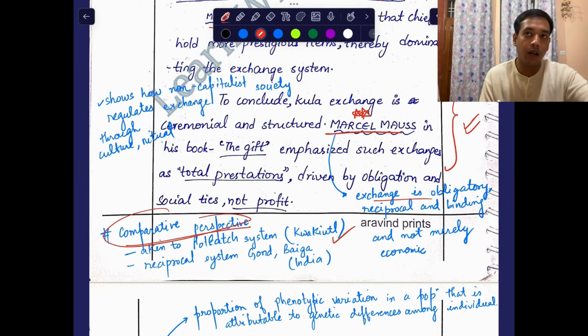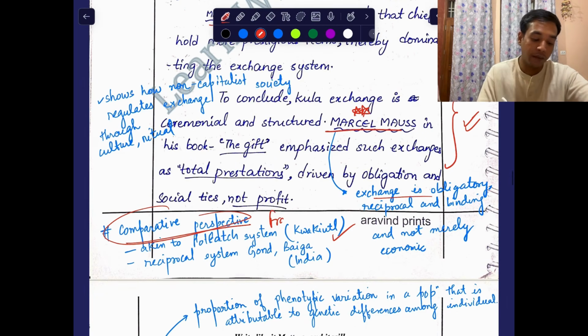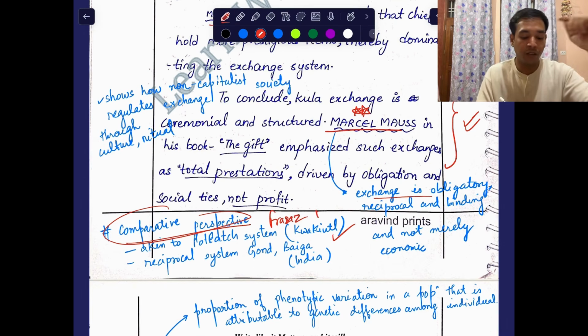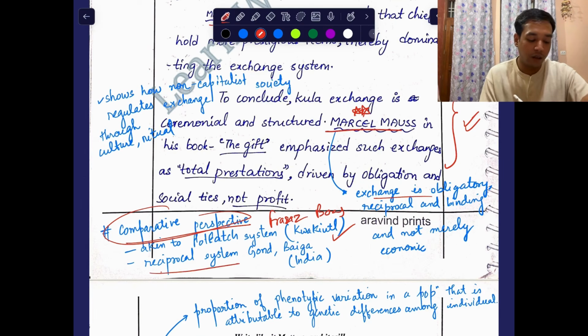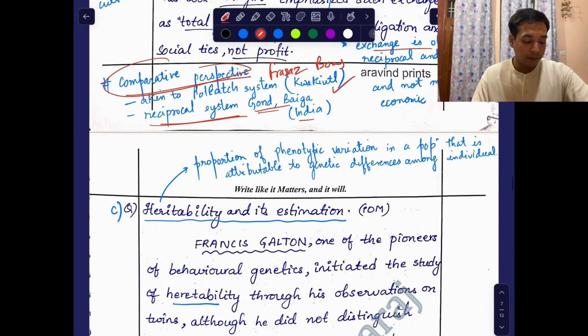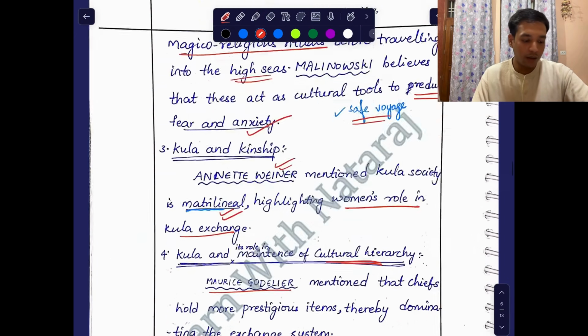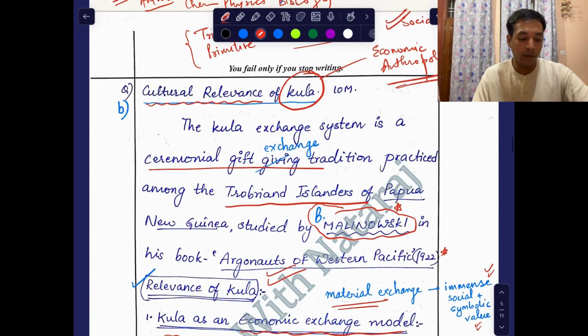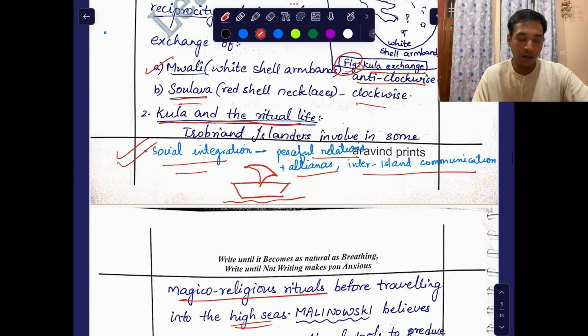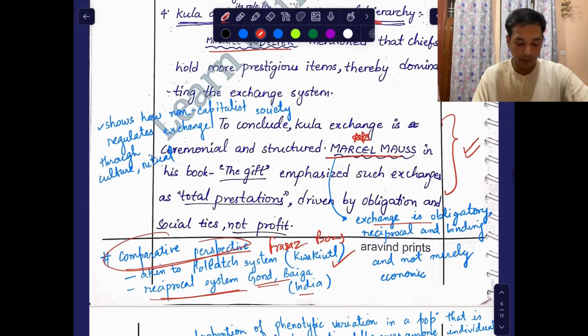Then one more perspective you can add, one more dimension is comparative perspective. So you can compare it with potlatch system among the Kwakiutl Indians that was studied by Franz Boas, right? Franz Boas ने study किया था. Or there is some reciprocal system that is going on in Gond and Baiga of India as well that you can mention as an example, right? So this is about the Kula exchange and how it has some cultural relevance. So this is where you can write the part B.